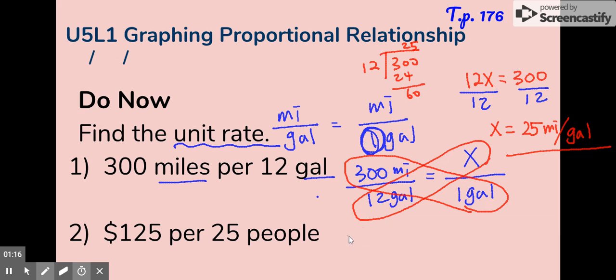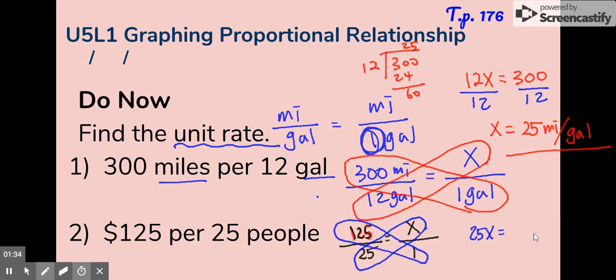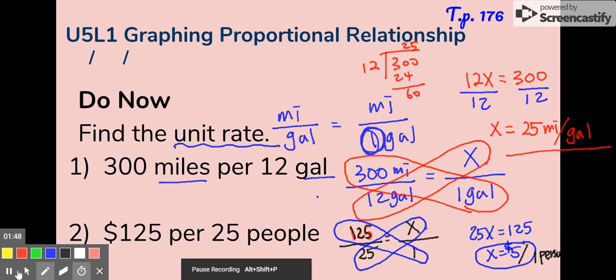And number two, $125 per 25 people. What about per 1 person? I'm going to just put x. And let's do cross multiplication. 25x is equal to, I know you guys are experts at cross multiplication, 125. So x is equal to 5. So $5 per 1 person. Let's copy it down.